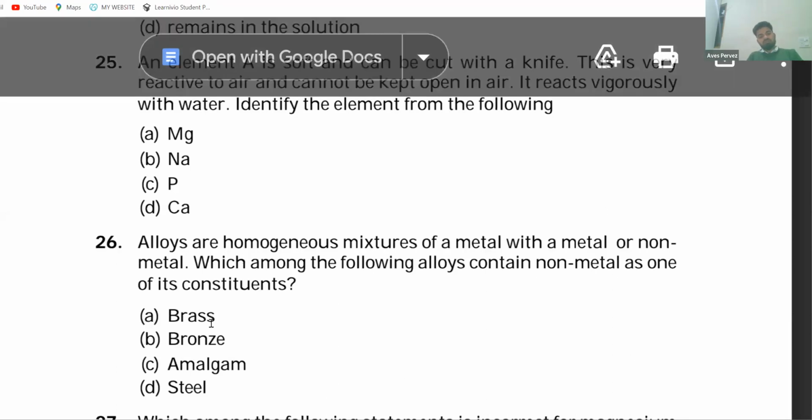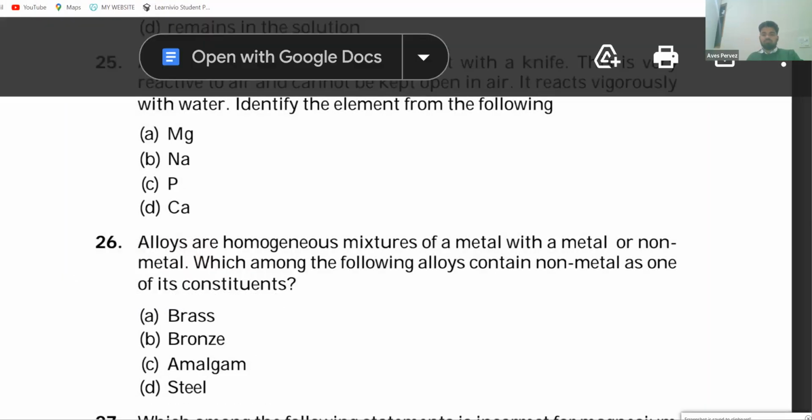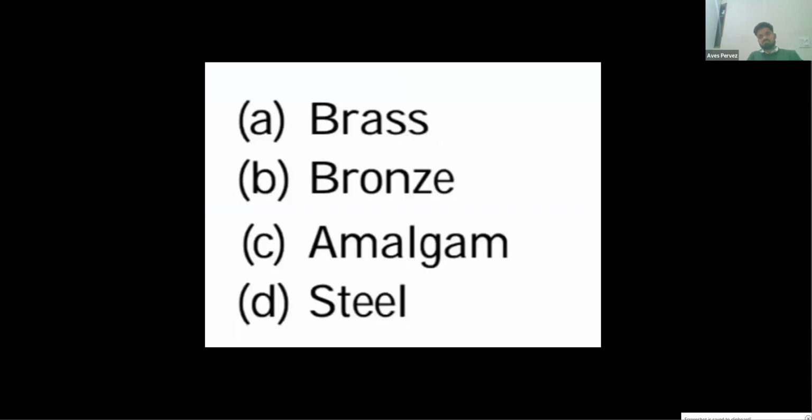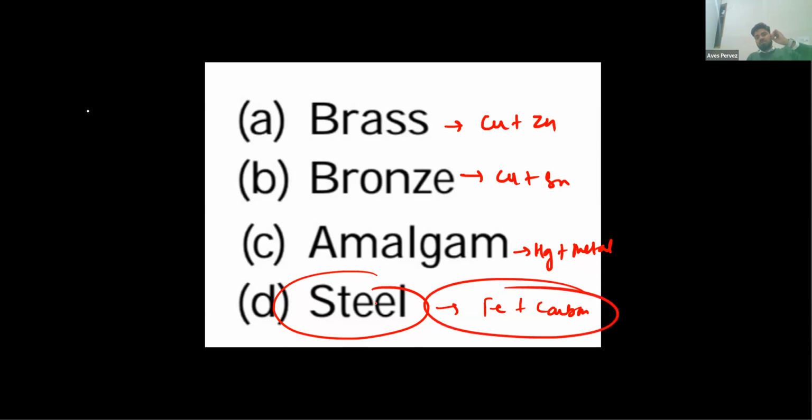Amalgam, sir? Not amalgam. Sir, is it steel? Yes, it is steel. Brass has copper and zinc, amalgam has mercury and something else, and bronze is copper and tin. So steel is the correct answer, which is iron and carbon.